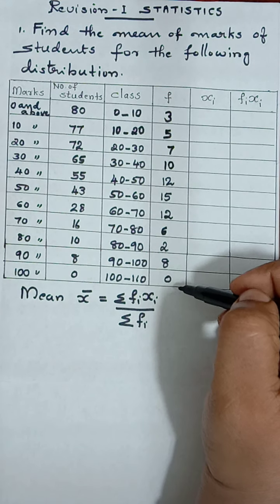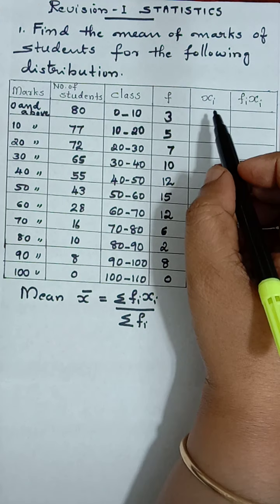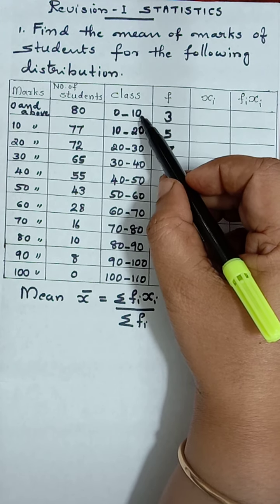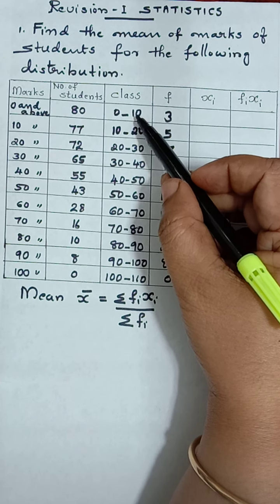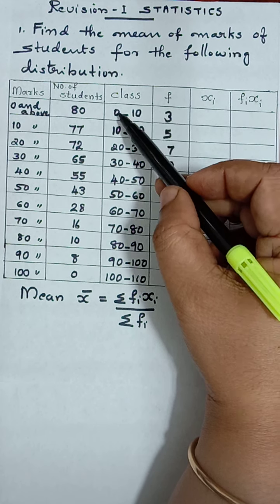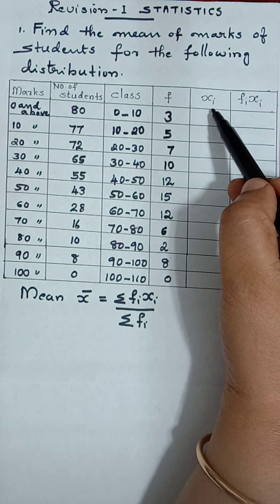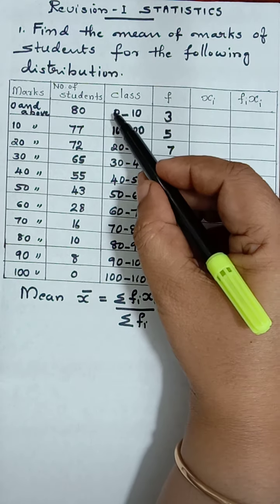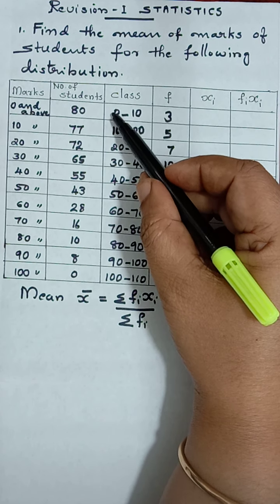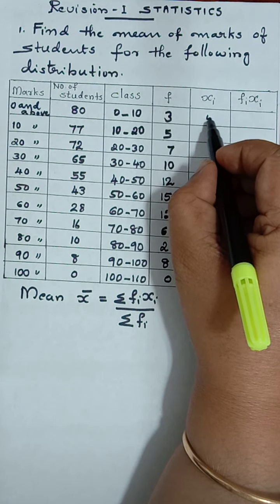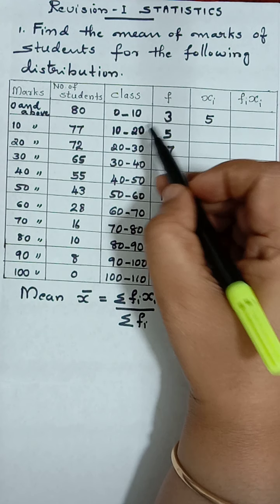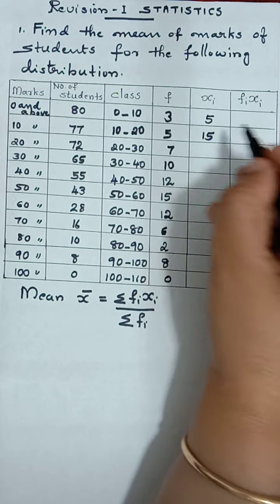So this is a frequency column we are getting. Now xi. Xi means the mid value of the class 0 to 10. 10 is the difference or class size, or upper limit plus lower limit by 2 is the method to find out xi. Xi is upper limit plus lower limit by 2. 10 plus 0, 10 by 2 is 5. 20 plus 10, 30. 30 by 2 is 15.